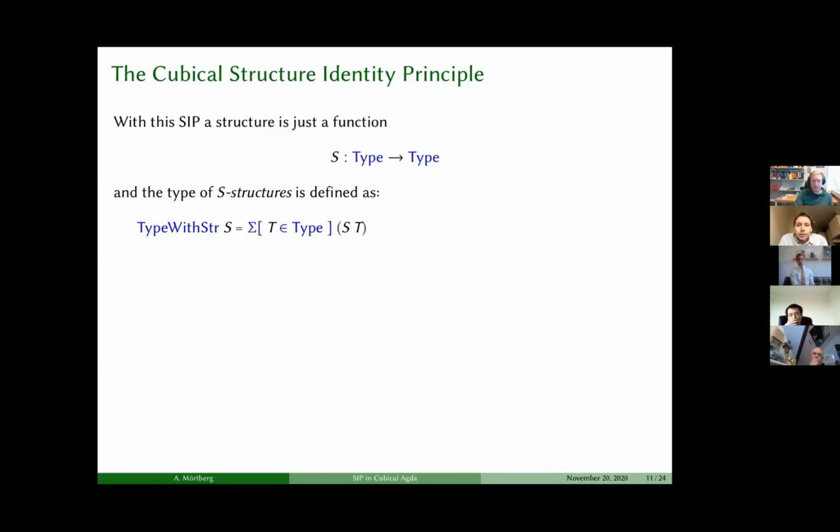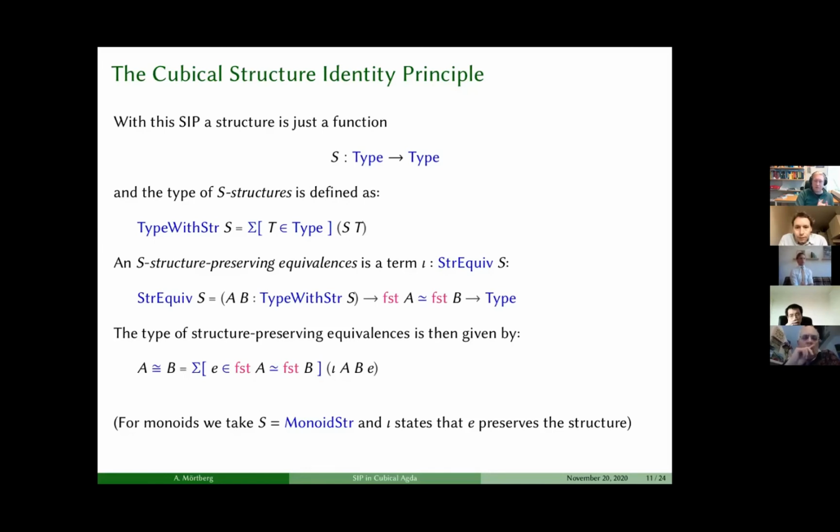All right, so let me explain what Martín's SIP looks like. So first of all, we need to say what is a structure. A structure is just a function from type to type, so from the universe of types to the universe of types. And then you take the sigma type of this, the type with S structure, right? So the total space of this map. And then you need a way to say when an equivalence of types is structure preserving. And this is just another family of types over the type of equivalences of the first projections of these, so like the underlying types of the structures, which says which equivalences on the underlying types preserve the structure.